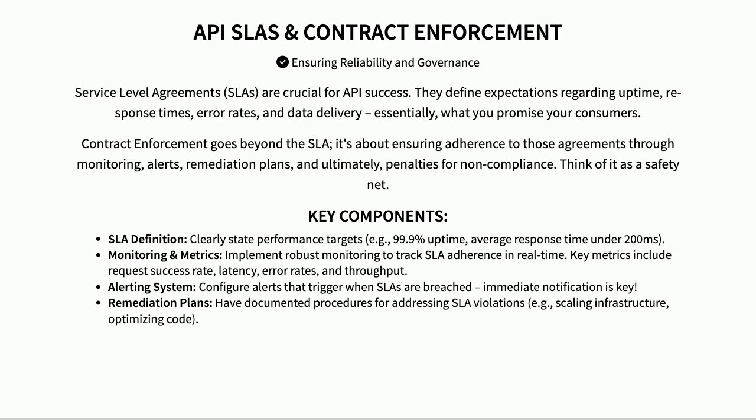Okay, let's talk about SLA and contract enforcement, really important stuff for any API developer. An SLA is basically your promise to users. It outlines what level of performance they can expect from your API, like uptime or how quickly responses come back. But an SLA isn't enough on its own. Contract enforcement is all about making sure you actually deliver on those promises. It involves setting up monitoring tools to track if things are meeting those goals, having alerts go off when problems arise, and then having a plan in place to fix them quickly, like scaling your infrastructure if needed.